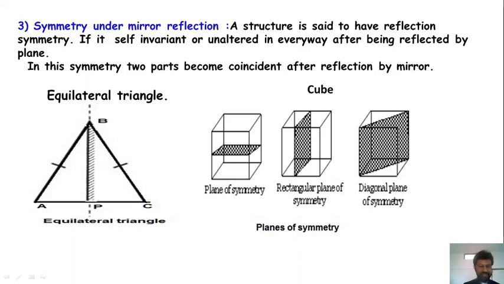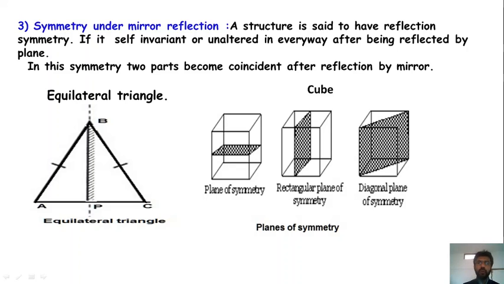So now consider here, this is a triangle. Suppose this is the mirror here. Now we can see that this part of the triangle gets reflected in this mirror, and it is exactly identical with this part here. That means the whole triangle is identical to the original triangle, and it is due to the mirror reflection. Such a type of symmetry is known as the symmetry under mirror reflection.